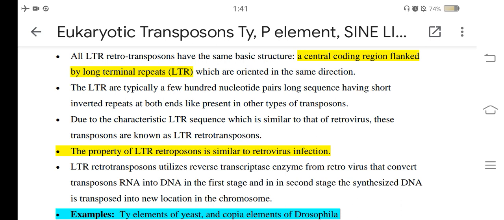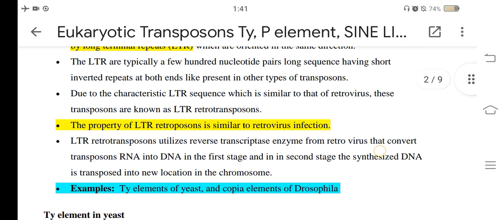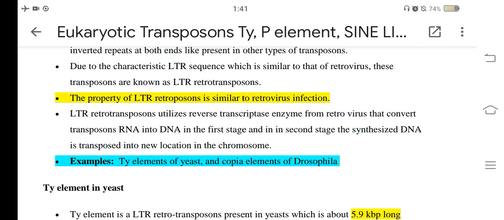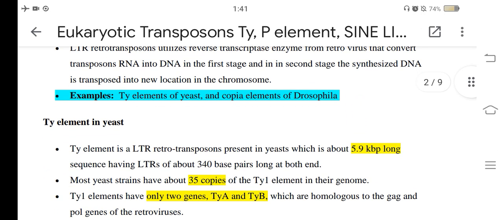The LTR are typically a few hundred nucleotide pairs long sequence having short inverted repeats at both ends like those present in other types of transposons. Due to characteristic LTR sequence which is similar to that of retrovirus, these transposons are known as LTR retrotransposons. The property of LTR transposons is similar to retrovirus infection. LTR retrotransposon utilizes reverse transcriptase enzyme from retrovirus that converts transposon RNA into DNA in the first stage, and in the second stage the synthesized DNA is transported into new locations in the chromosome.